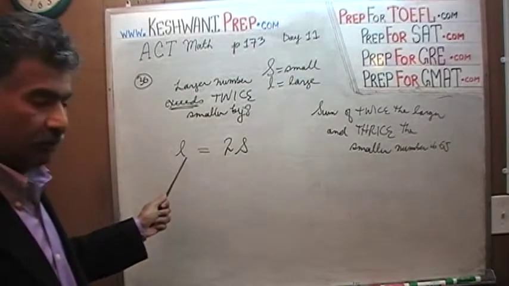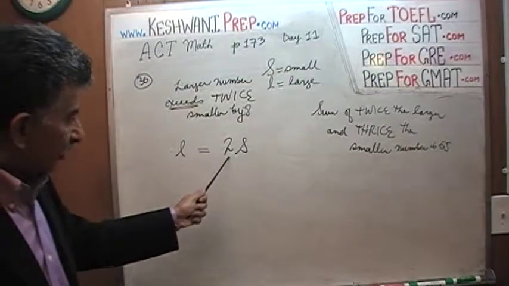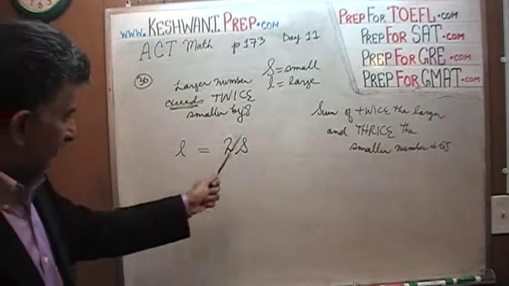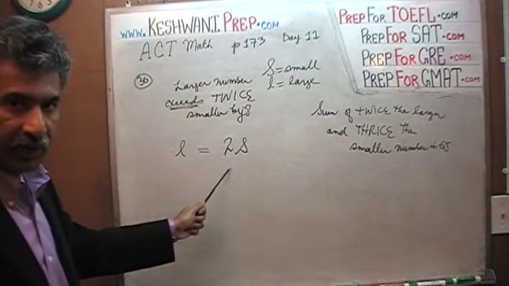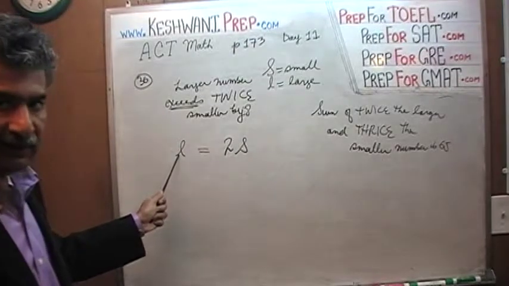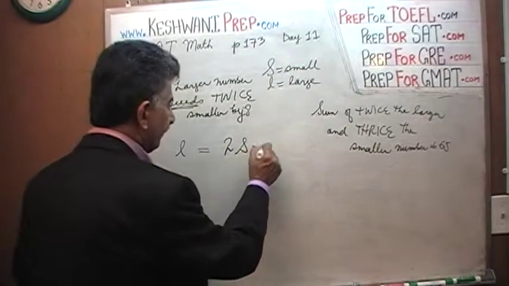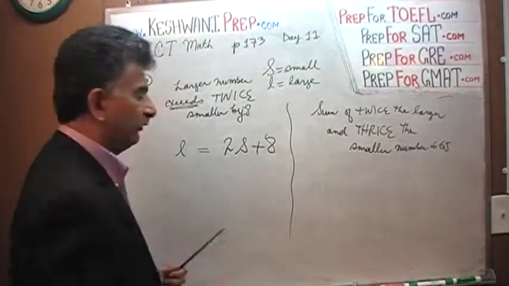What we are being told is that the large number exceeds this quantity by 8. Whatever this quantity happens to be, 2 times s, this guy L is 8 more than that. So in order for us to put an equal sign in there, we need to put 8. There you go. That's what this is.